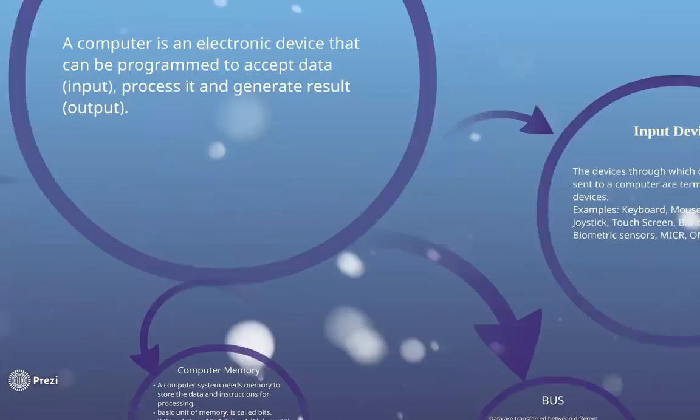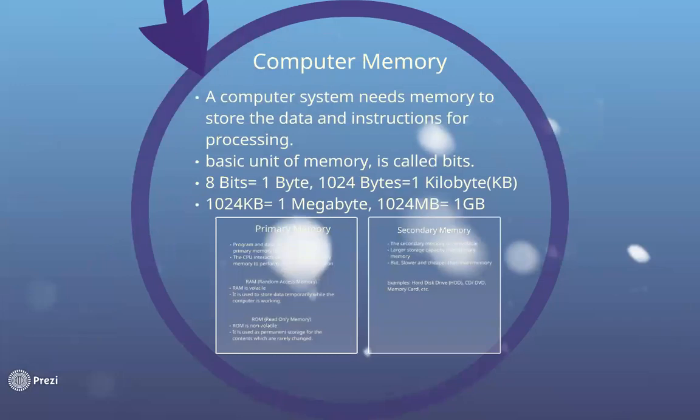Now, what is a memory? A computer system needs memory to store the data and instructions for processing. So memory is a very important part of any system. It stores the intermediate results, instructions, and if you don't want to give that result through the output device, you can store that particular result in your memory. So memory is there for your future purpose. Like if I want to store some song, some video, I can store that in memory.